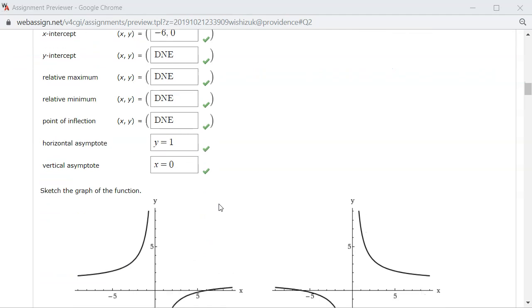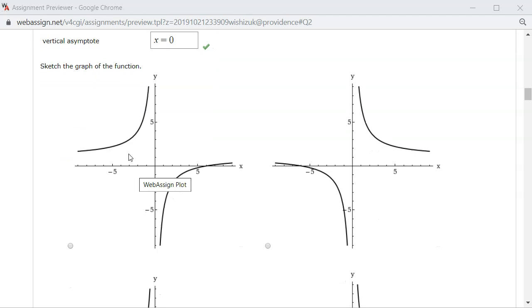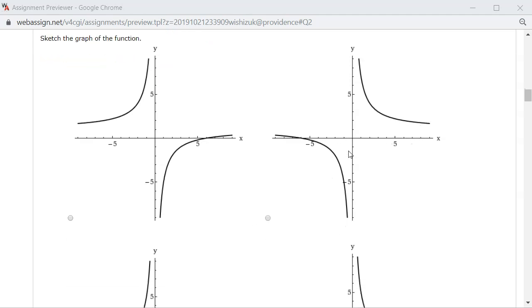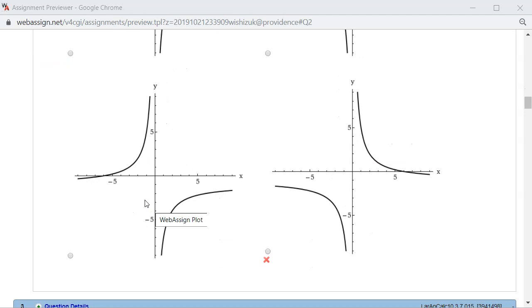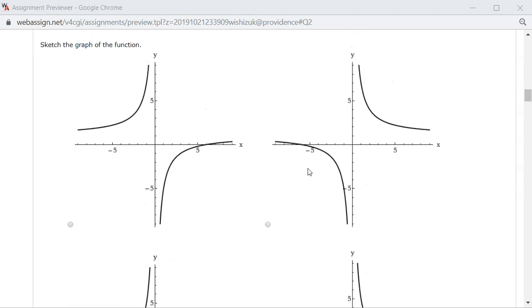We have to make sure that the horizontal asymptote is y equals 1, and the vertical asymptote is x equals 0. It looks like this one follows that, with y equals 1 and x equals 0, and the second one follows that as well. Here the horizontal asymptote seems to be negative, so we can eliminate number 3. Number 4 also seems to have a wrong horizontal asymptote, so we can eliminate it. So it's going to be between this one and that one.